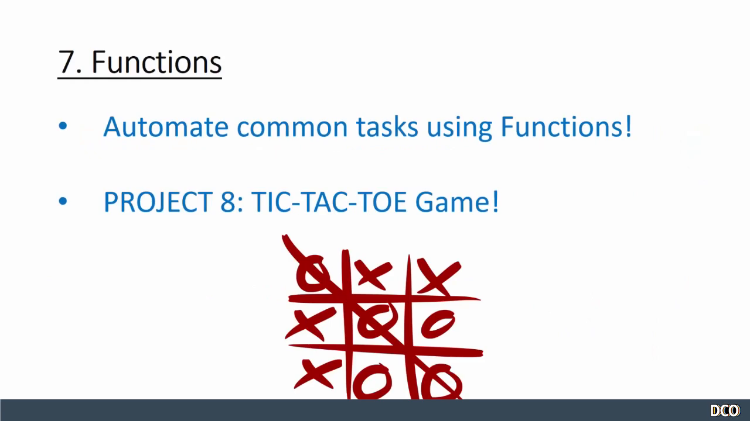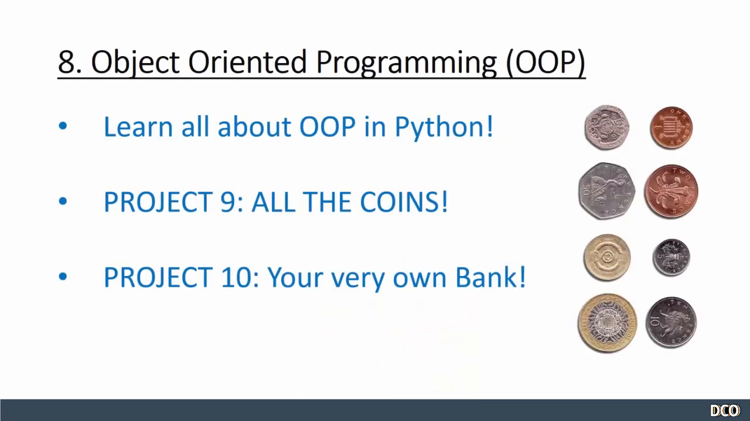Functions are ridiculously useful, and we're going to use them to create a game of tic-tac-toe, or 3 in a row, or XO, or whatever you want to call it. You've definitely played it. Then finally, we're going to learn about object-oriented programming, or OOP, in Python. You'll learn all about classes and objects, and use this information to create a set of coins and even your own bank. Now if that all sounds like fun, then I won't keep you waiting any longer. Let's get you all set up and running with Python.